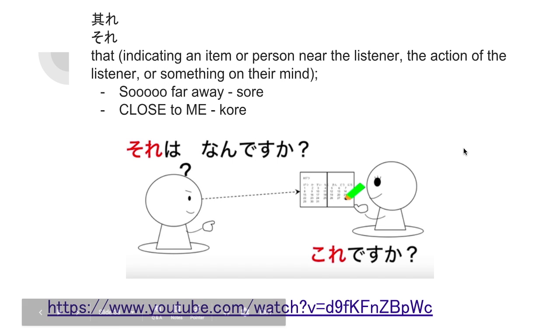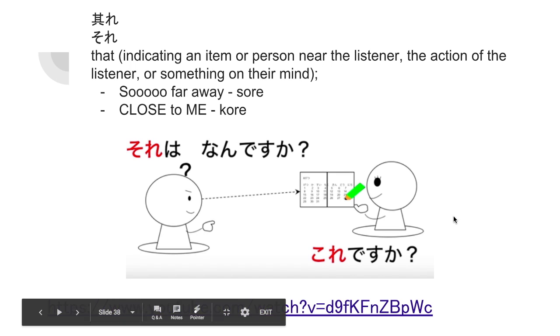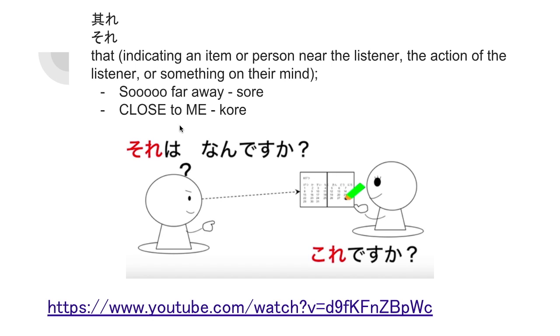Now we're back to kore and sore. Sore means that, indicating an item or person near the listener, or something on their mind. How I like to differentiate these two is to think of it this way. Sore, so far away. Let's pretend this person on the left is us. We use sore because this book here is so far away. Now if we were the person on the right, we would refer to this book as kore because it's close to us. Close to me, kore.